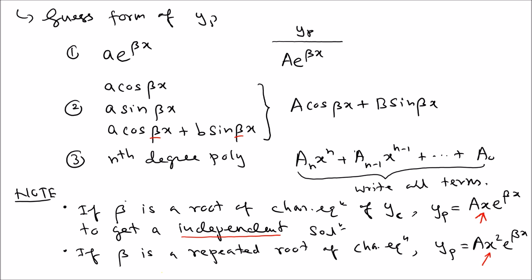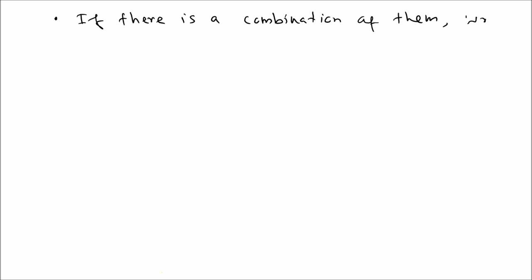The next one is, how about you see a combination of two or three? Let's talk about that. If there's a combination of them, write yp for each and combine.